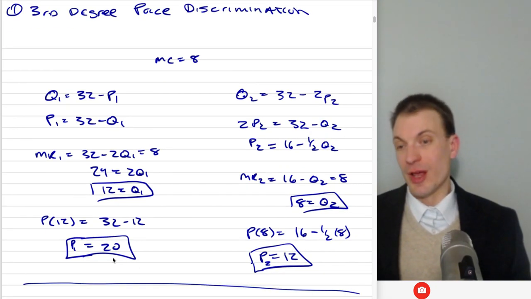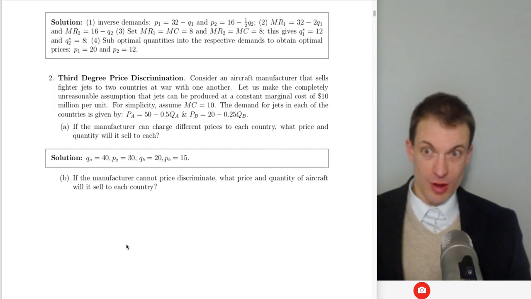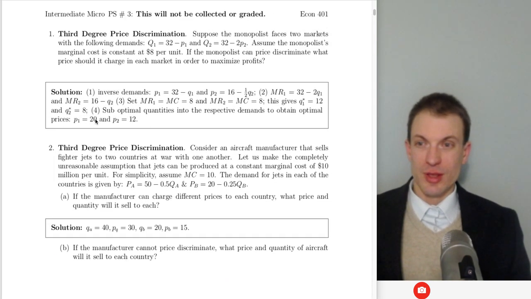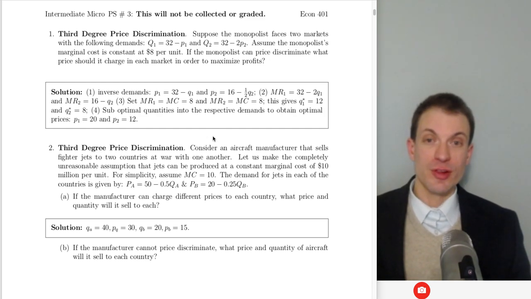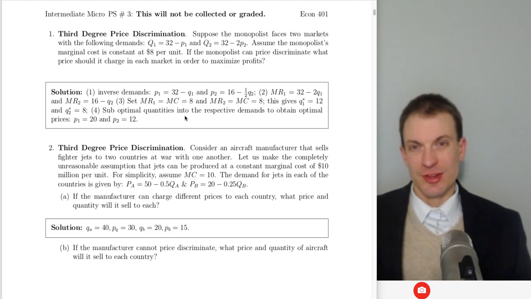Okay, very good. But I was actually only asking for the prices. So the answer for this specific one was price in segment 1 is 20, price in segment 2 is 12. What price, if we can price discriminate, should it charge in each market to maximize profits? Interestingly, we're expecting the monopolist is going to charge a higher price, sort of a premium, for your more inelastic demanders, and give a lower price to your elastic demanders.